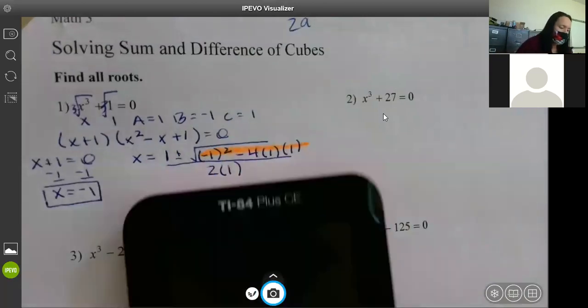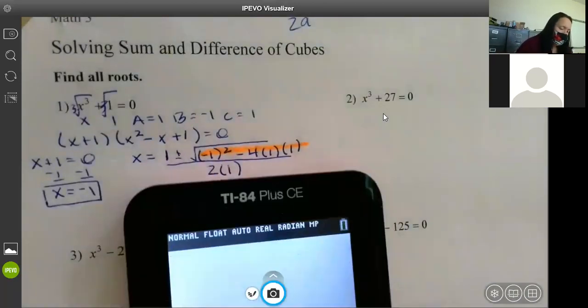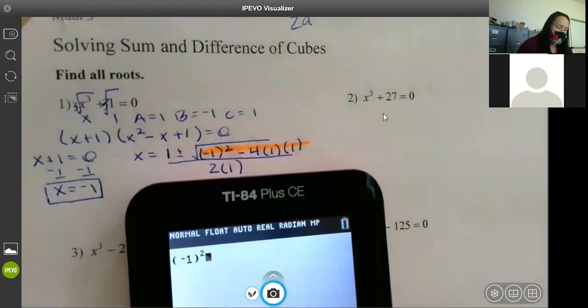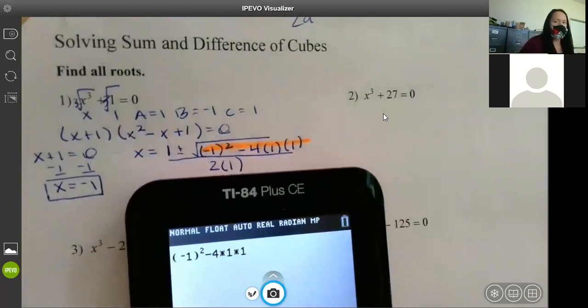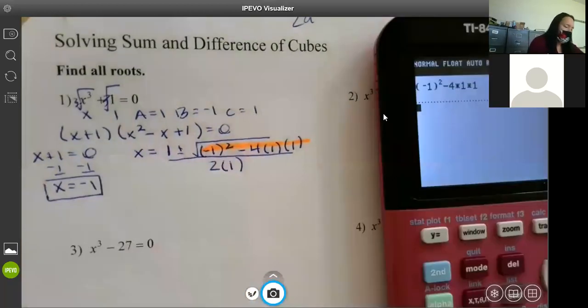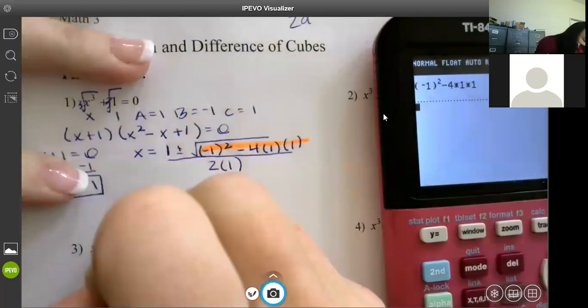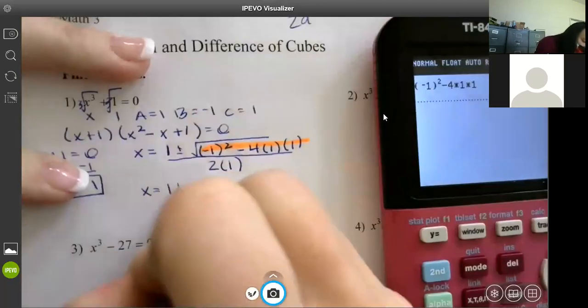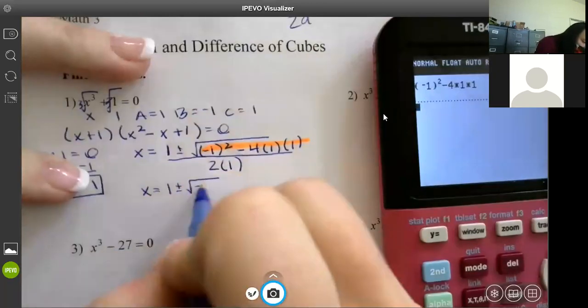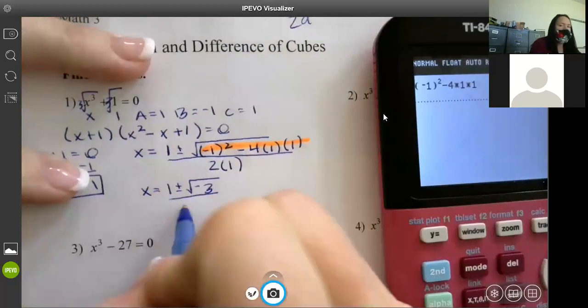So we've already done all of this. So -1 squared, the -1 has to be in parentheses, minus 4 times 1 times 1 gives us -3. So we get x equals 1 plus or minus the square root of -3 over 2.